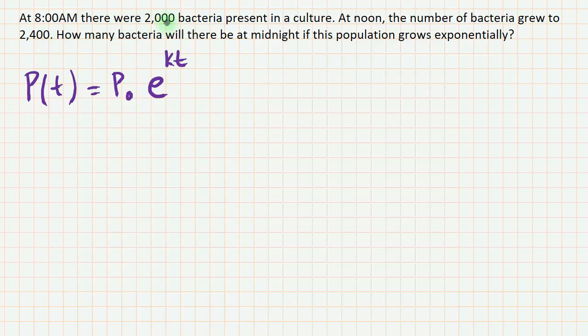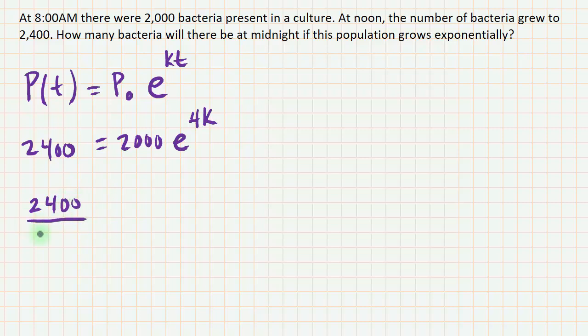So let's go ahead and use the fact that 4 hours after we start, our population goes from 2,000 to 2,400. So P of 4, after 4 hours, we have 2,400. We started with 2,000, so then e to the k we don't know, but t is going to be 4. So I'll write it as 4k as the exponent. Now we can solve this for k. That is going to be the growth constant for this particular population.